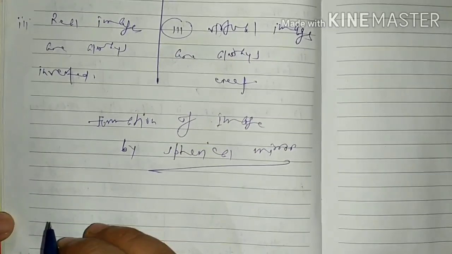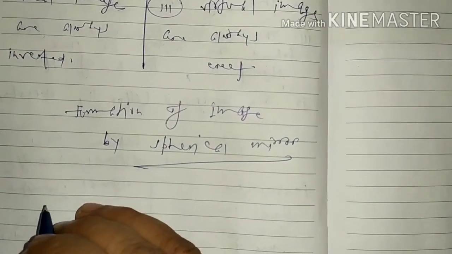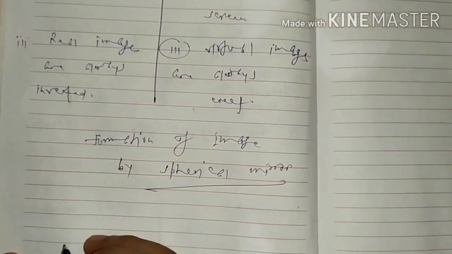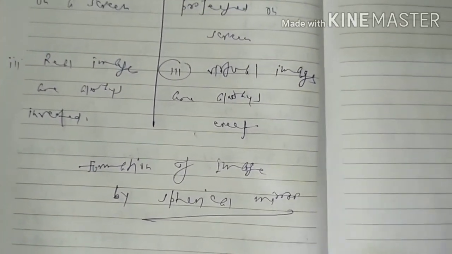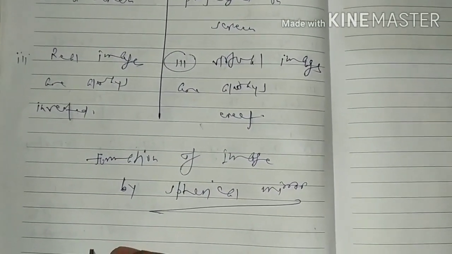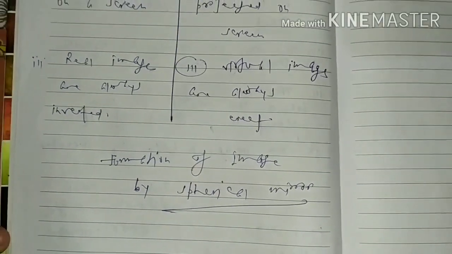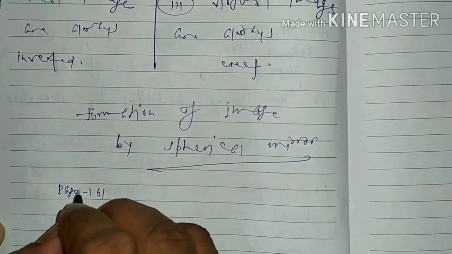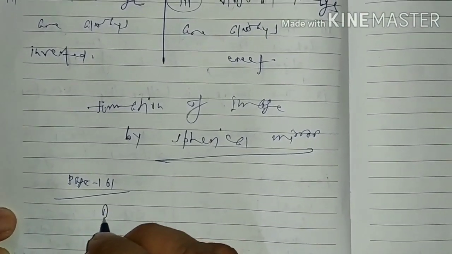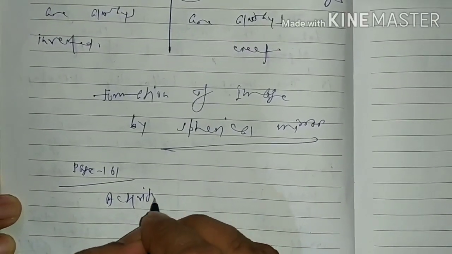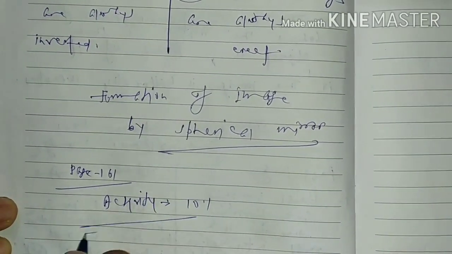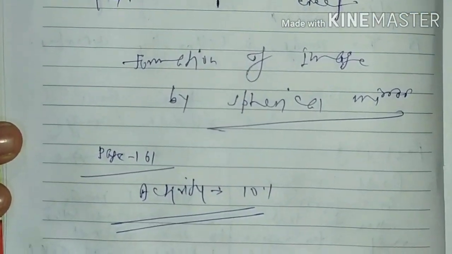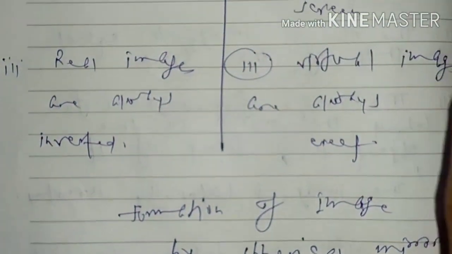Now we shall see how an image is formed with the help of a spherical mirror. As we have discussed many times, we should utilize maximum things available in our houses. In your NCERT science book, page 161, in activity 10.1, it is given how we can realize what is the meaning of concave mirror and what is the meaning of a convex mirror.